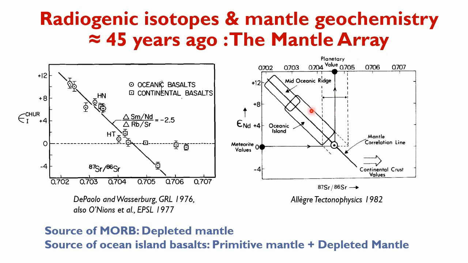In those days, the interpretation was that the mantle was depleted as sampled by mid-ocean ridge basalts at the top here, and ocean island basalts, shown by this box, were the result of a mixture of primitive mantle here, at 0 epsilon neodymium and 0.7045 for strontium, and depleted mantle. That's what's written at the bottom. So life was very simple. There was depleted mantle, primitive mantle, nothing else, and it was simple.